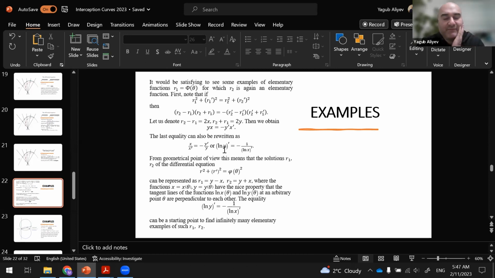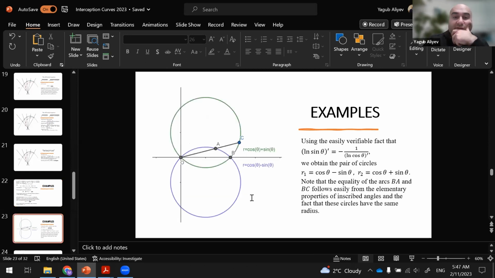And this is a nice thing. You can find elementary functions satisfying this. I will show you some examples of functions x and y of theta, which satisfy this nice equality. The basic example would be two circles, because the derivative of ln sine theta is minus 1 over the derivative of ln cosine theta, which is easy to check. So these two circles indeed satisfy. If you take this curve as given, the interception curve will be this.